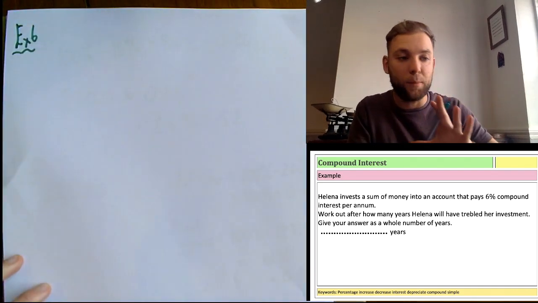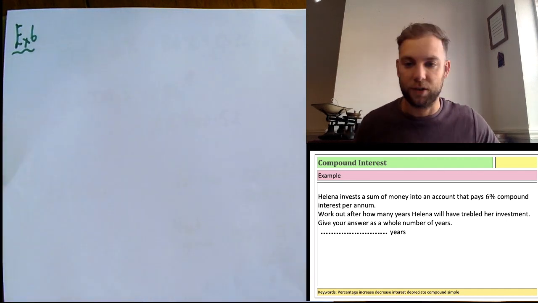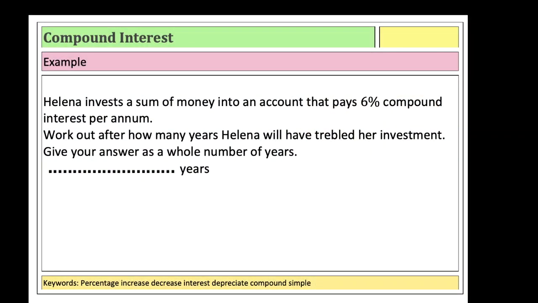Again, I see these come up all the time at the moment. So Helena, make it big for you so you can get it down. Helena invests a sum of money into an account which pays 6% compound interest per annum. Work out after how many years Helena will have trebled her investment. Give your answer as a whole number of years.